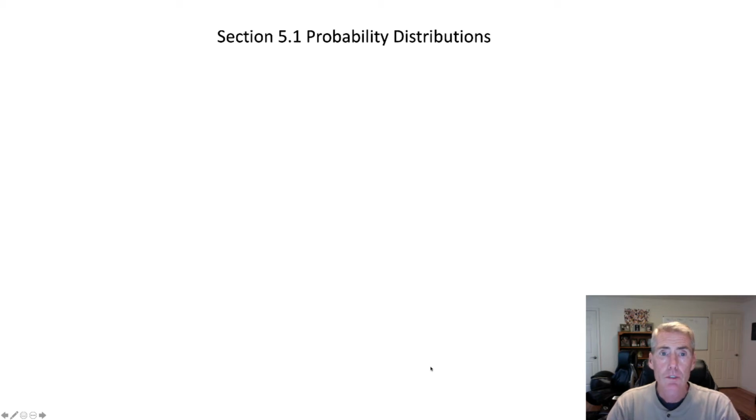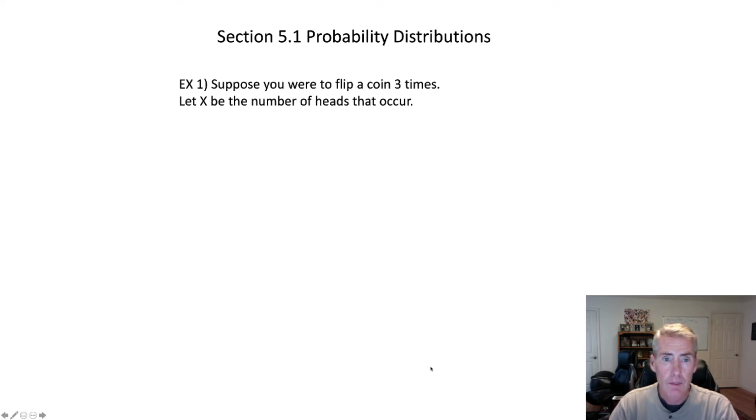So now on to section 5.1, probability distributions. What a probability distribution means is you are going to have more than one probability at a time, and we're going to make a table with all the possibilities.